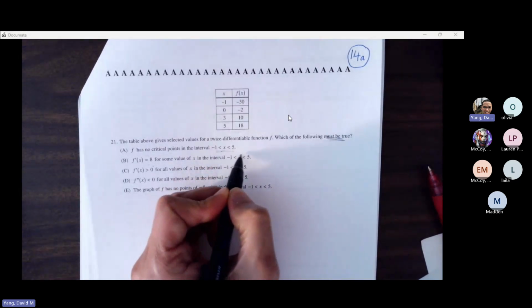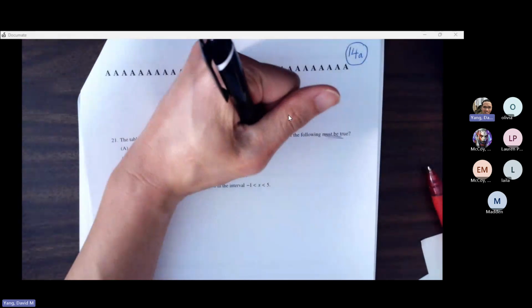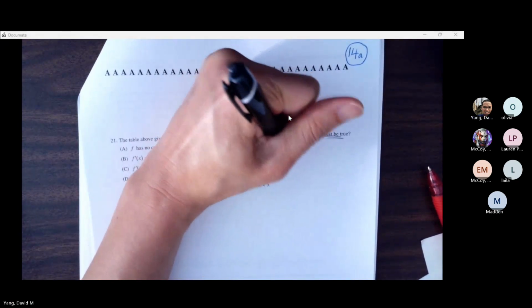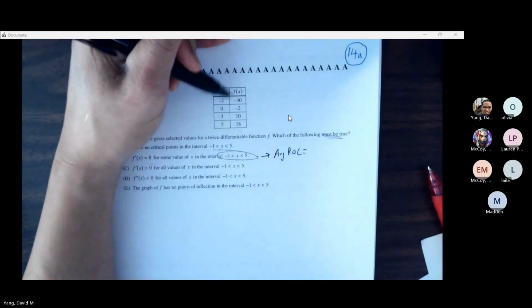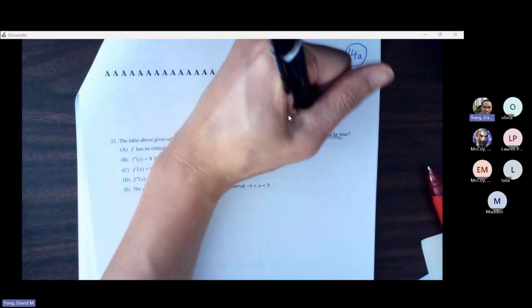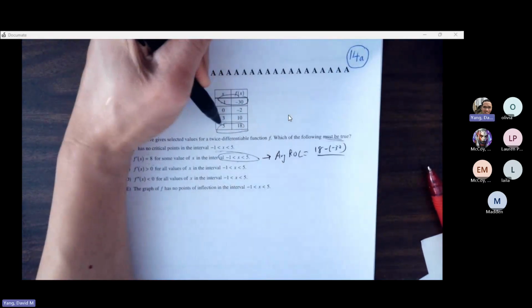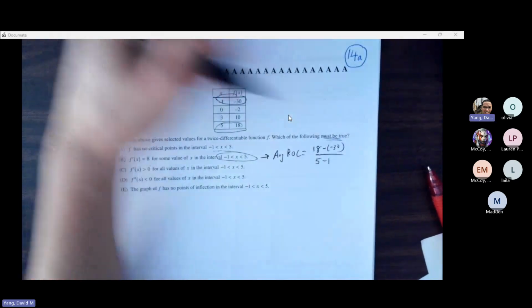So typically, I like to start off with the endpoints. If I can create and show that there's a slope of 8 between those two endpoints, so my average rate of change, slope between the two endpoints, is 18 minus -30 over 5 minus -1.